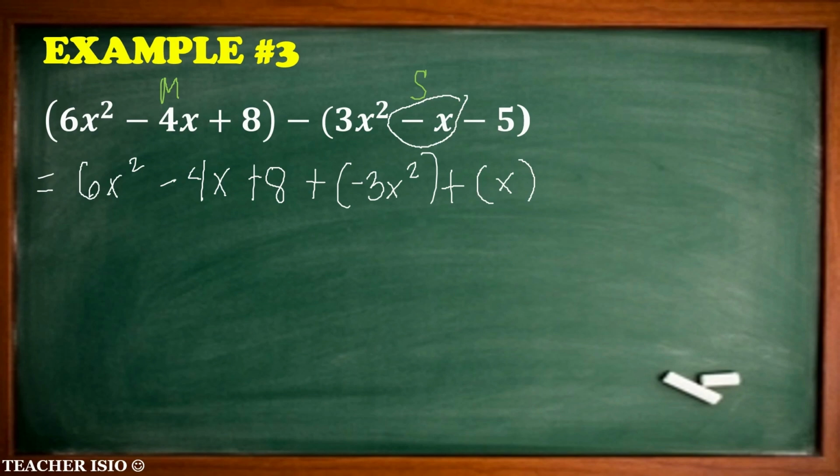Next, katabi niya ay subtraction ulit. Again, just write plus here. Katabi niya ay subtraction. Consider siya as negative. So we have now negative 5. So we have positive 5. And then, combine similar term na tayo. So we have 6x squared plus, kasimilar term niya, negative 3x squared. So we have 3x squared.